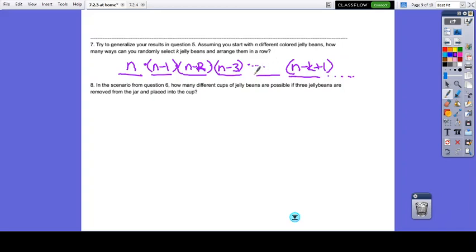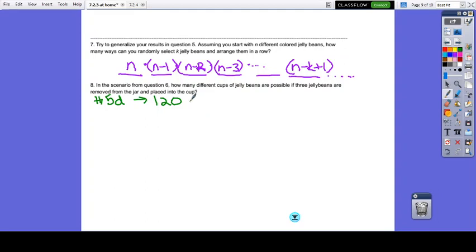Okay. And because you're choosing those as you go. In the scenario from question 6, how many different cups of jelly beans are possible if 3 jelly beans are removed from the jar and placed into the cup? Okay, so from question number 5D, we know with 3 of them we can have 120 different ways.